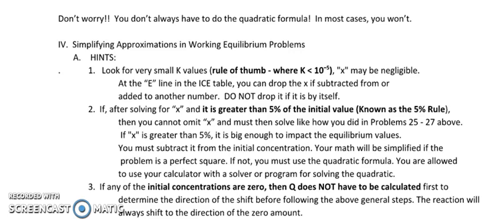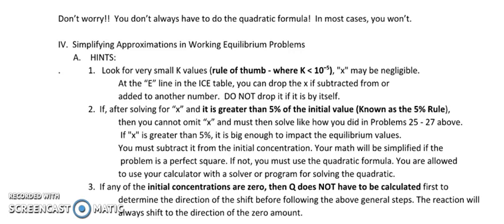Now, after you solve for x, you need to go back and check to see if it is greater than 5% of the initial value. This is called the 5% rule. If your x value is bigger than 5% of the initial value, then you got to go back and do the quadratic equation. And then you might hear me say, ich bin nicht fröhlich. That means I am not happy, because now you have extra work. So does this happen very often? No. But can it? Yes. So keep that in mind too.